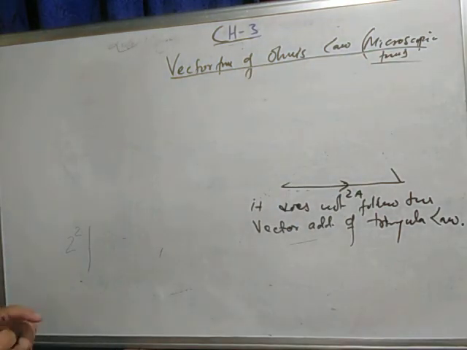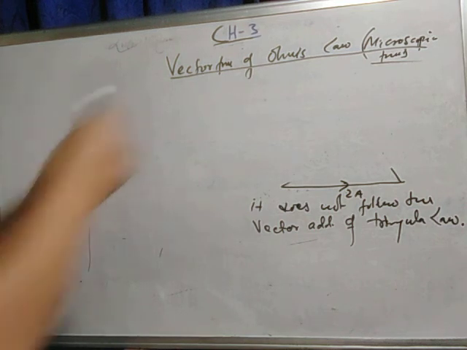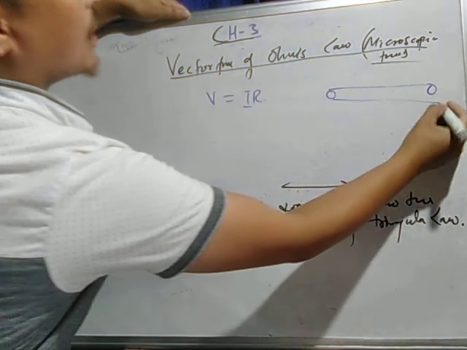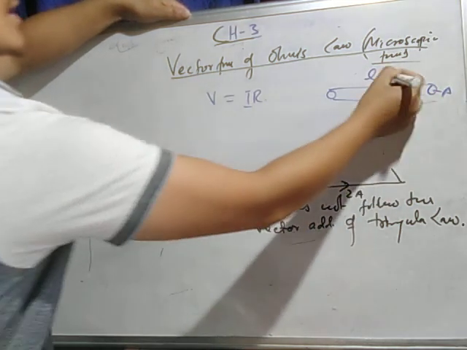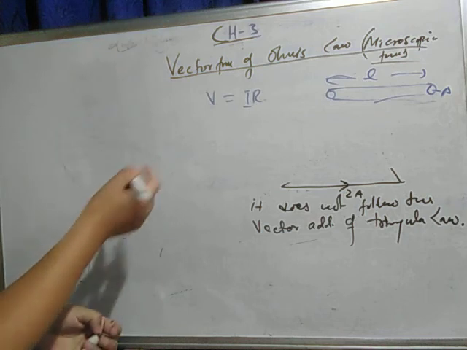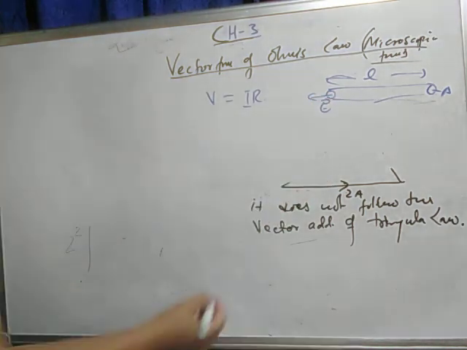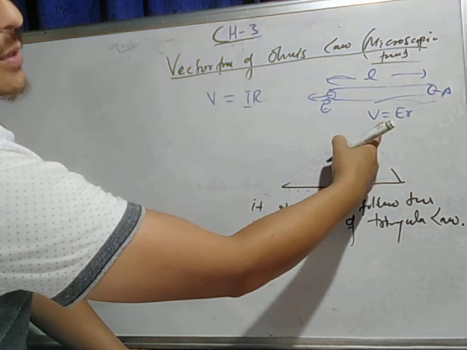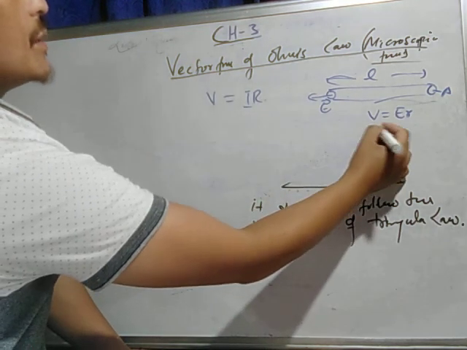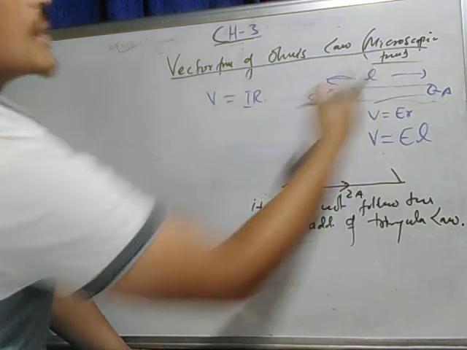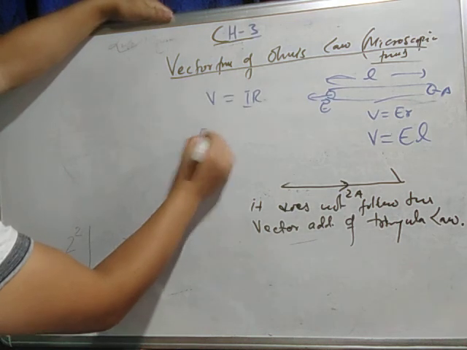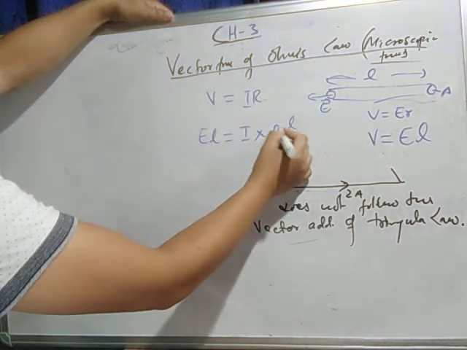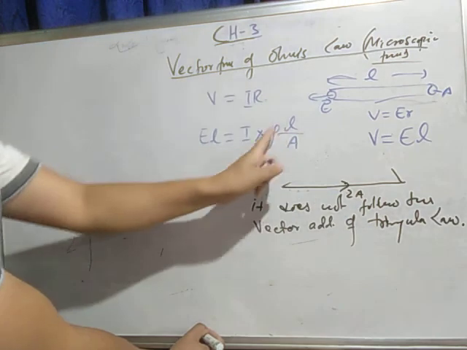Okay, so you know this one, V equals to IR, isn't it? Again you take, this is a conductor, and this is E, cross section area A, L is the length of a conductor. Then we applied E, isn't it? What is V over here? V equals to EL. We know this one from our previous class. So here in place of R, what do we have? Rho L by A, isn't it? So V equals to EL equals to I into R, and in place of R we can write rho L by A.